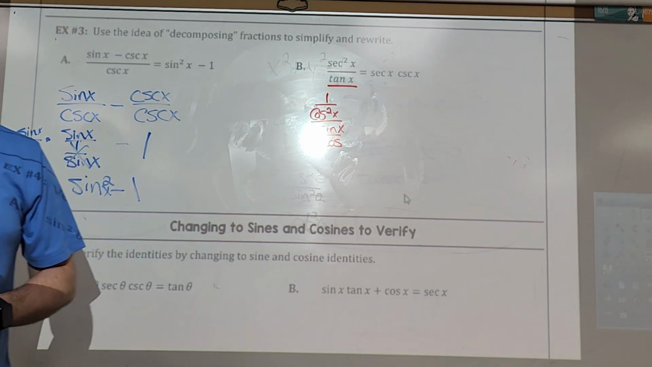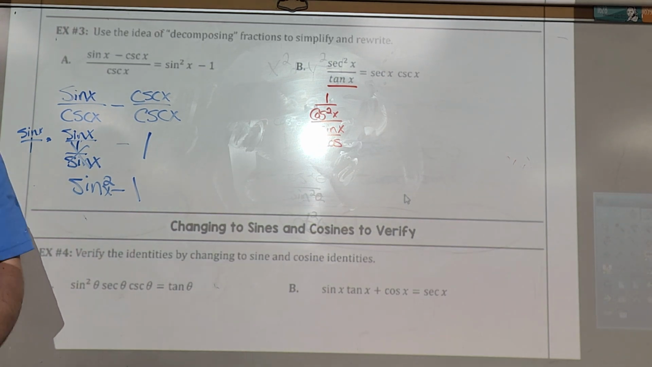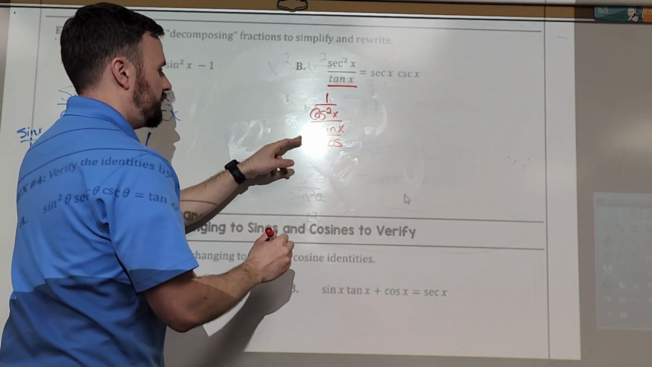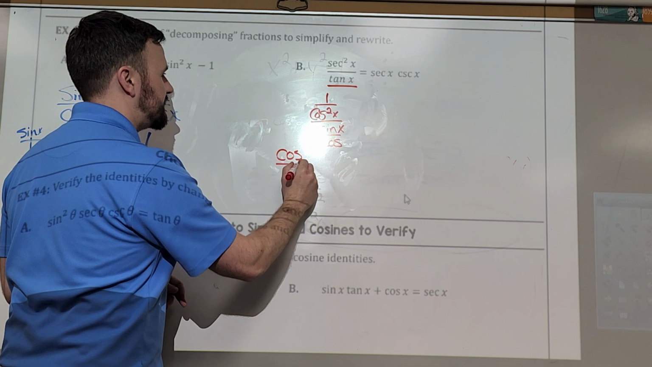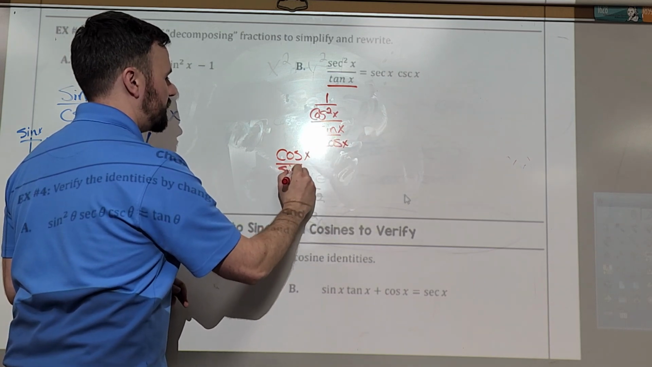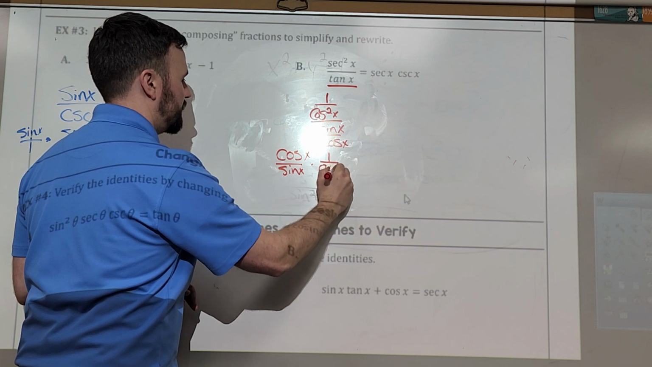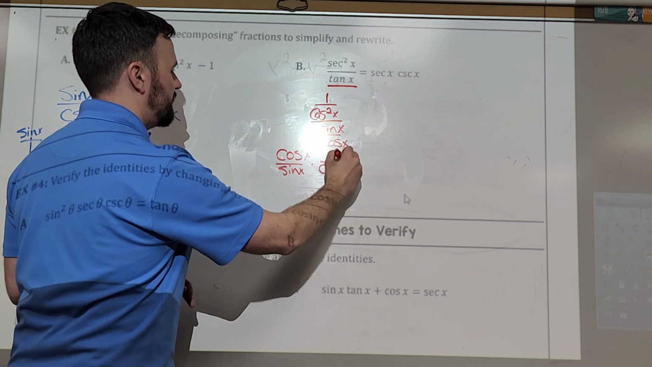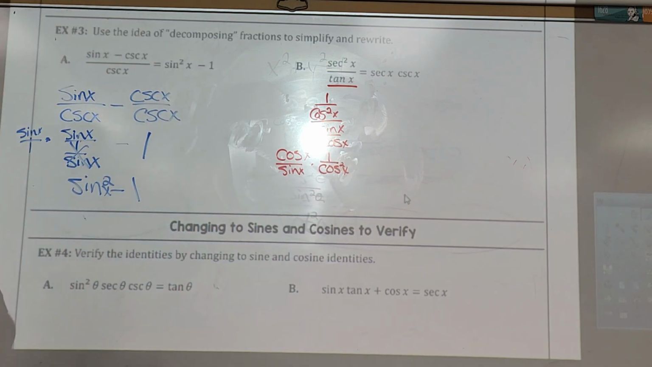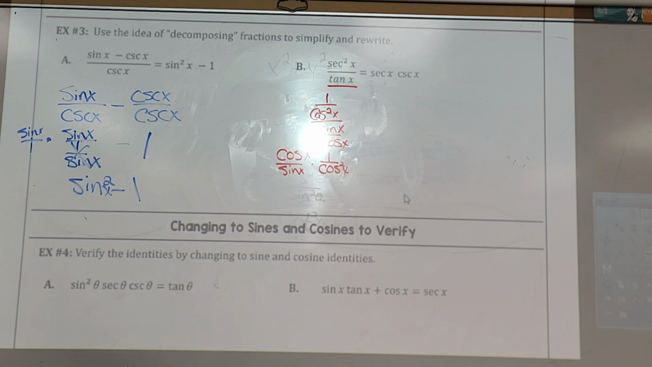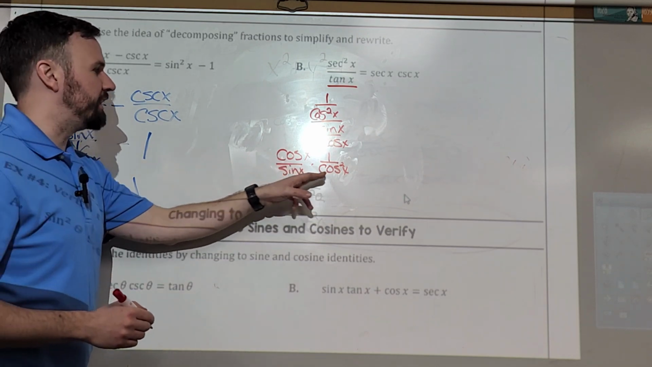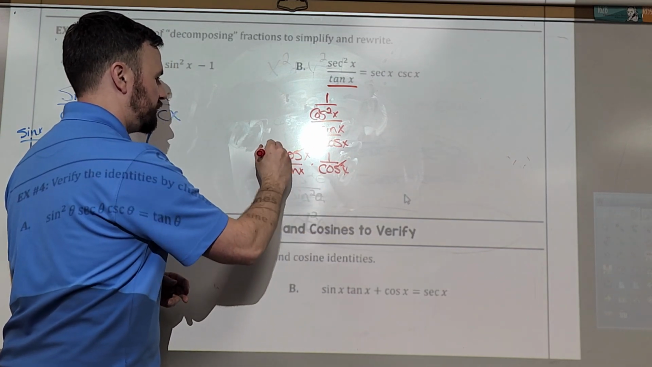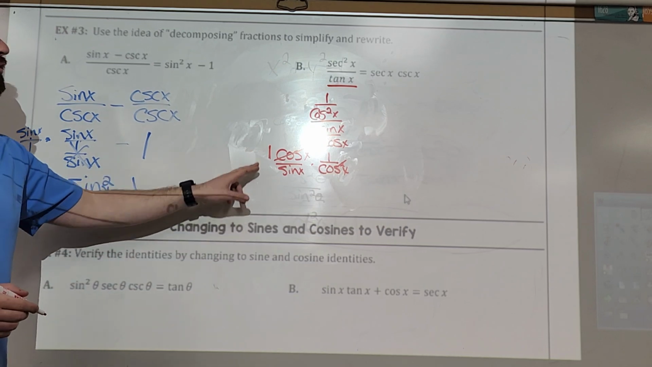A lot of fraction work here, guys. What do I do? I multiply by the reciprocal, right? This is the same thing as cosine of x over sine of x times 1 over cosine of x, right? Oh, wait, there's a squared. What happens to one of my cosines? They cancel. So this becomes a 1, right? What's 1 over sine?